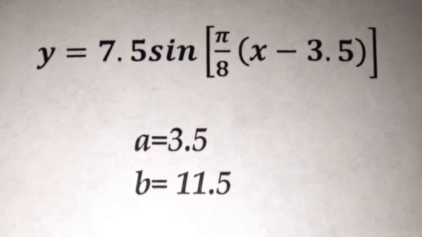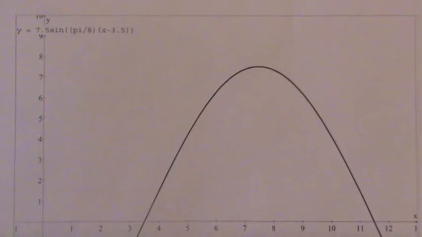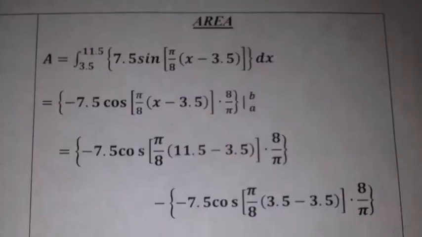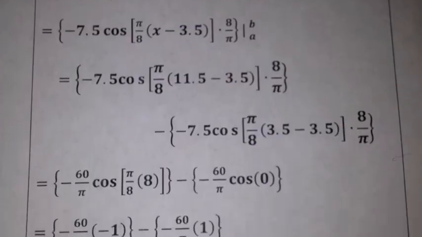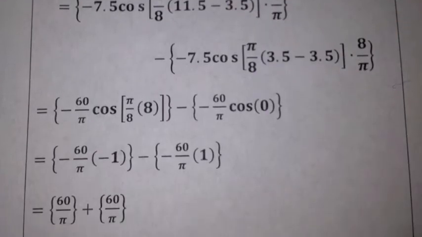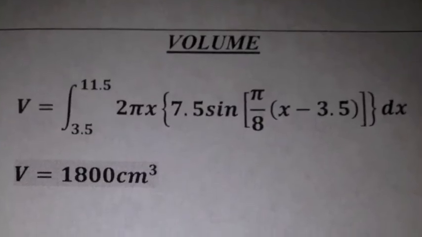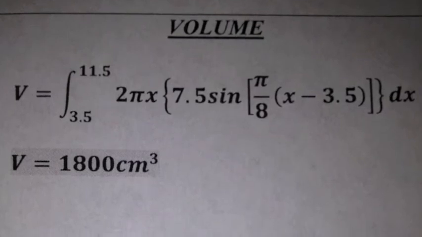Based off our cross section, our sinusoidal equation is y equals 7.5 sine (pi over 8 times (x minus 3.5)). As you can see on the graph, the limits are 3.5 and 11.5. And off this information, our area calculated was 38.19718 centimeters squared. And our calculated volume was 1,800 centimeters cubed.